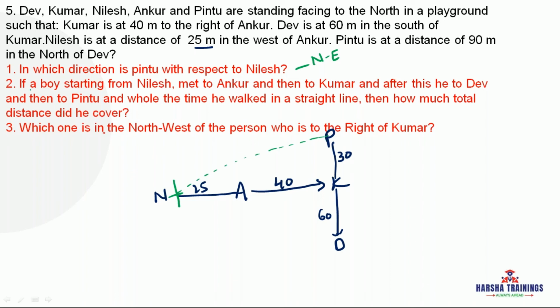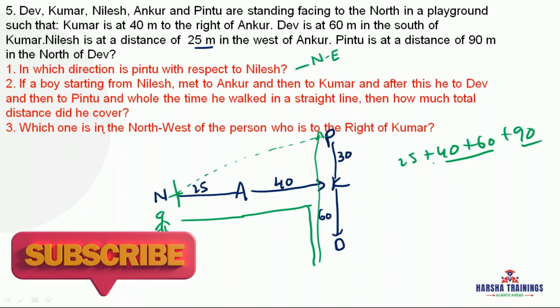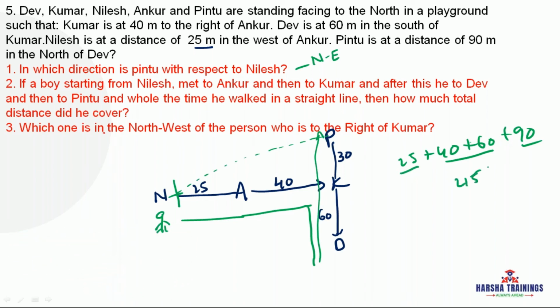Next, coming to the second question. If a boy starting from Nilesh, meets Ankur, and meets Kumar, and meets Dev, and then Pintu. Total distance is how much? 25 plus 40 plus 60 plus 90. 40 plus 60, 100. 100 plus 90, 190. 190 plus 25, 215 meters. Total 215 meters.